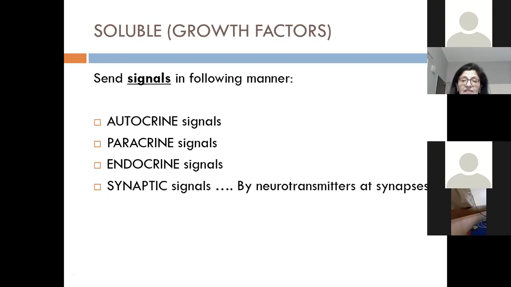Autocrine signals is that the cell is producing the growth factor itself and it's sending the signal to itself. Paracrine is when it sends the signals to the adjacent cells. Endocrine signals are when it's sending the signals through the bloodstream to the other part of the body. And the fourth type of signals are synaptic signals, which are sent by neurotransmitters at the synapses in the nerve fibers. So let's see what the autocrine signals are, paracrine and endocrine signals are.